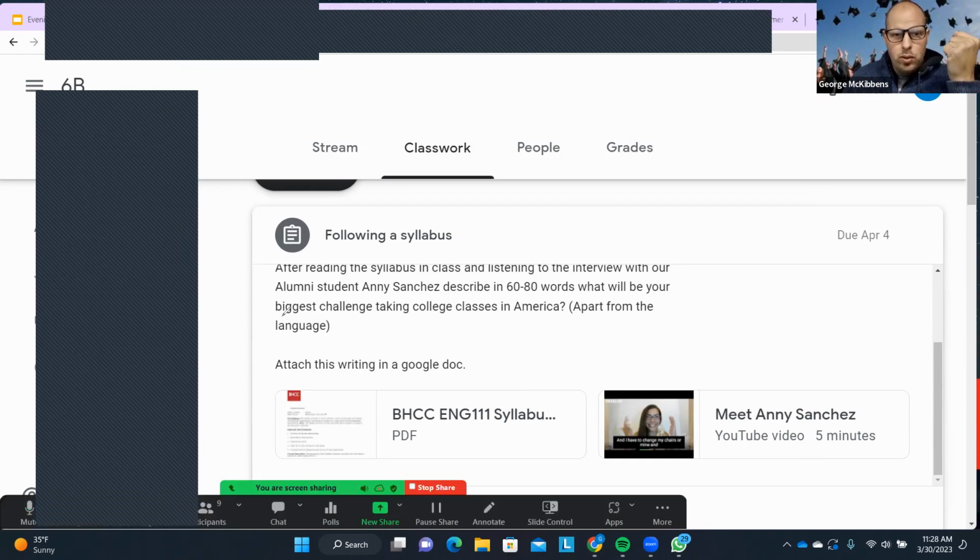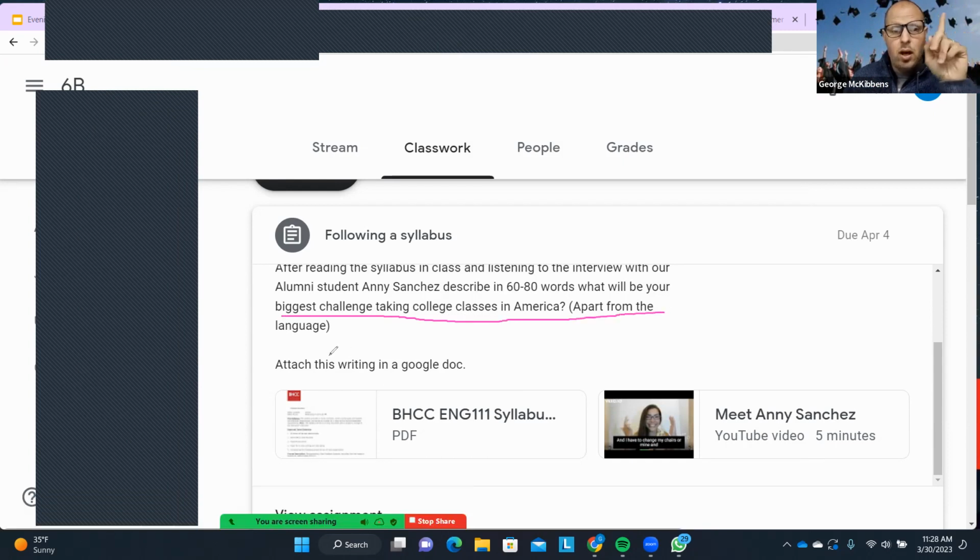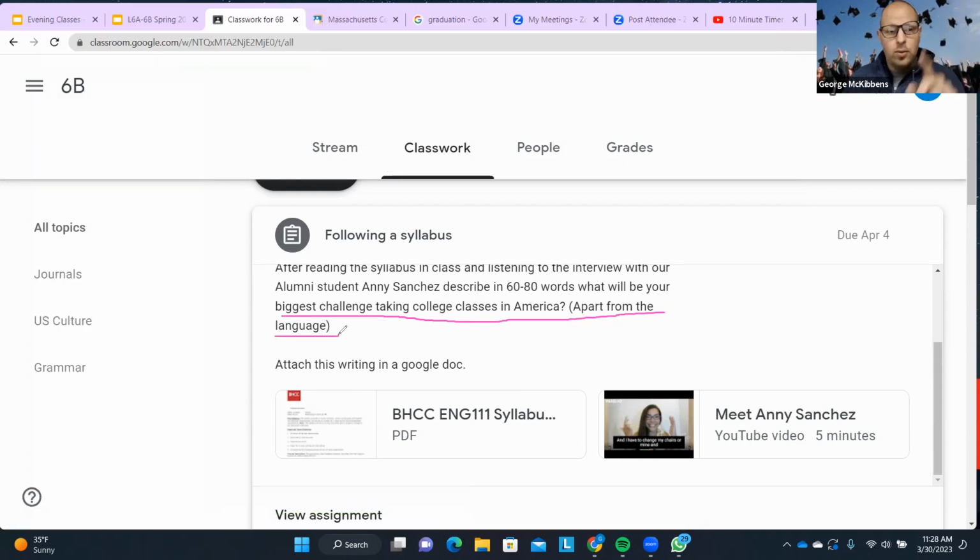What will be your biggest challenge taking college classes in America apart from the language? Of course, the language is a challenge, but what will be the biggest challenge? Will it be managing work and school, managing family and school, interacting with a professor, following those deadlines, all that stuff? What will be your biggest challenge? Talk to each other in quick breakout rooms right now, okay?